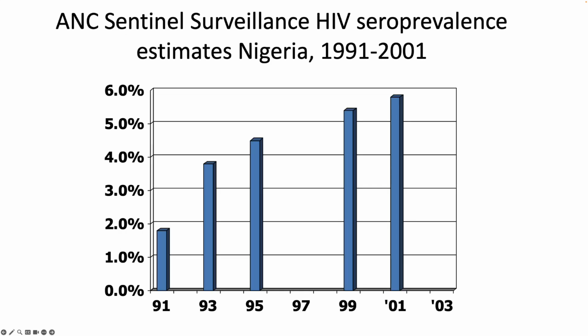Once the survey was completed for 2001, the results could be placed into the context of the prior antenatal clinic surveys to be able to look at the trend. Nigeria had been conducting antenatal clinic surveillance roughly every other year, and they missed a cycle in 1997. But you can still see that the seroprevalence in pregnant women at sentinel ANC sites was increasing from one year to the next.